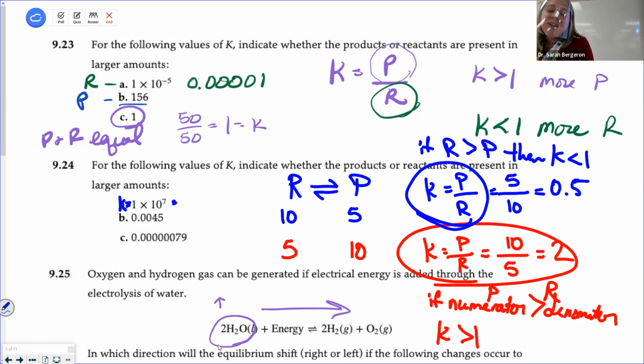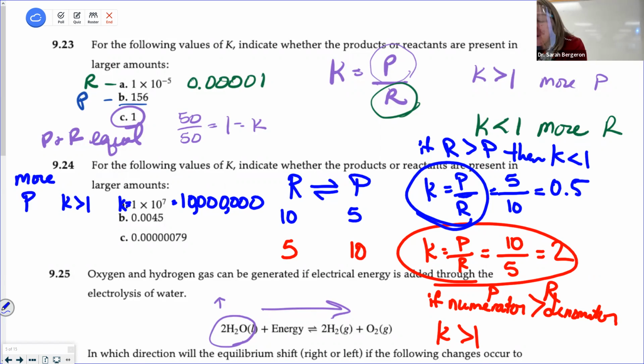Like if I put that in non-scientific notation, that's a 1 and then 7 zeros. Greater than 1 or less than 1? So K, in this case, K is greater than 1. If K is greater than 1, we have more what? We have more products. It means we're going in the forward direction.